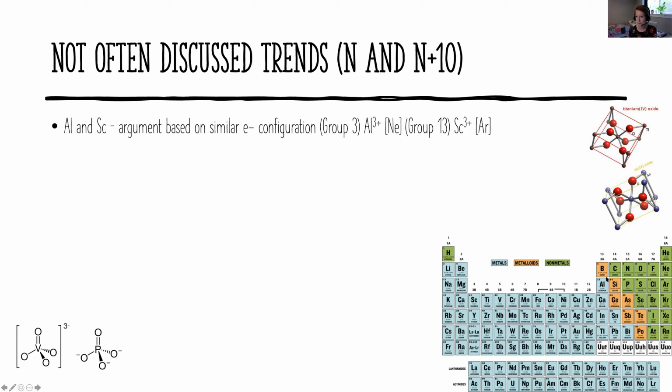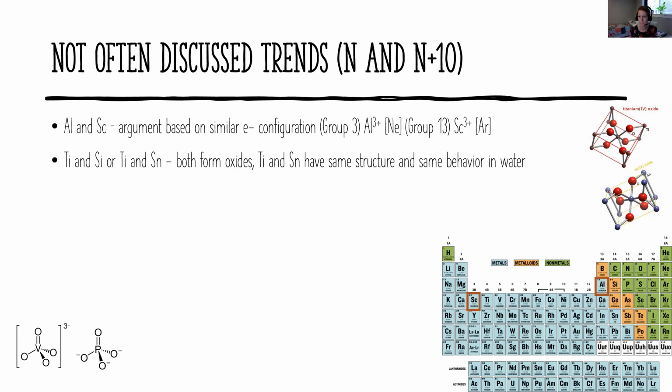So let's look at aluminum and let's look at scandium. Again, we're not going to look at boron because that's the first in the family, so it's going to be a little bit weird. But aluminum and scandium both have similar chemical reactivity, mostly based on a similar electron configuration. For group 3, if I lose 3 electrons, I'm going to have a neon electron configuration, and for scandium, if I lose 3 electrons, I have an argon electron configuration. And so the aluminum and scandium sizes are pretty similar, the charges are similar, the charge density is similar, and so in those cases you have similar reactivity.